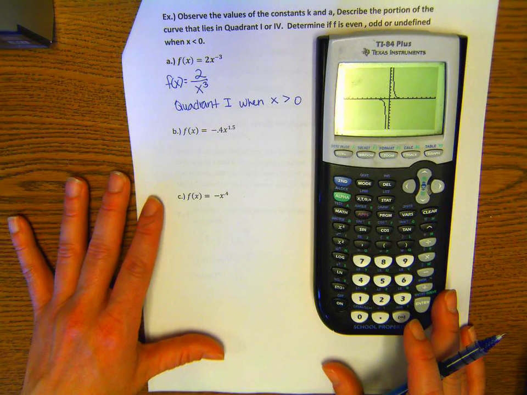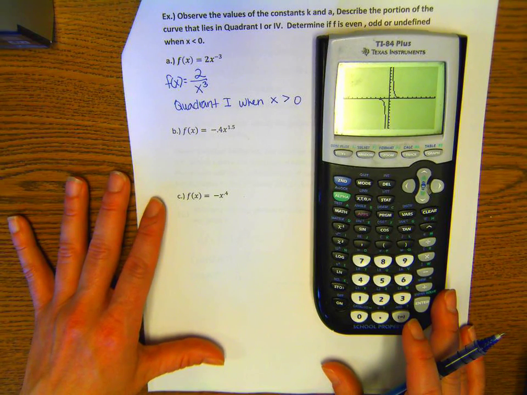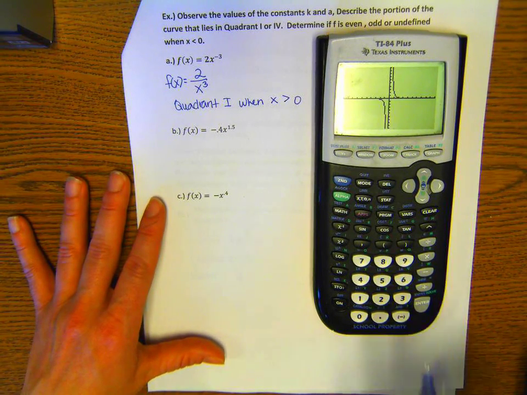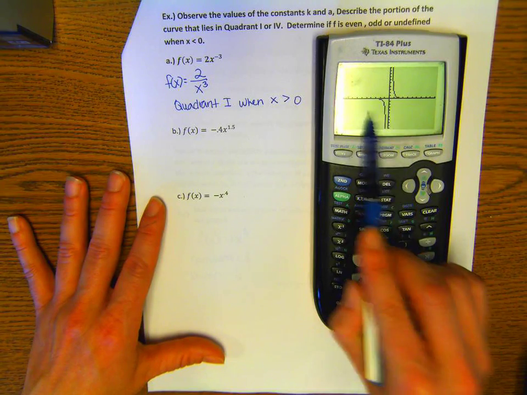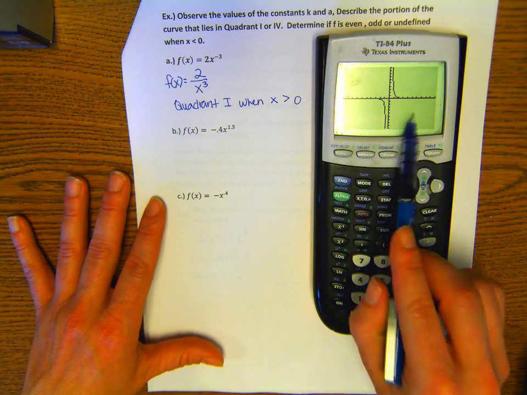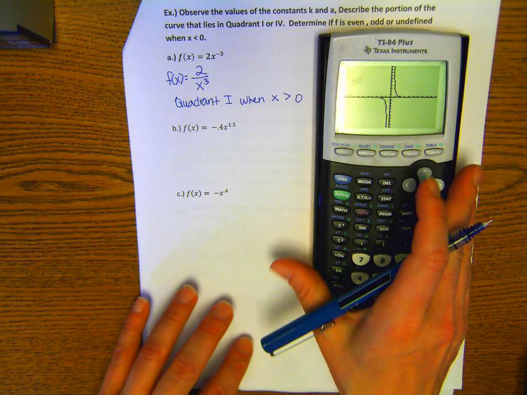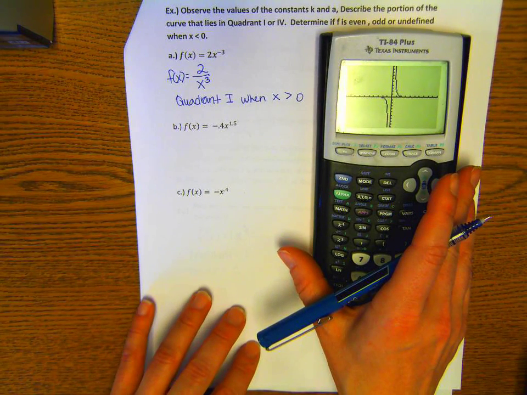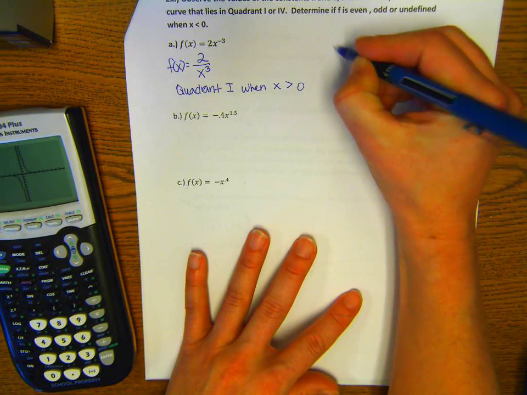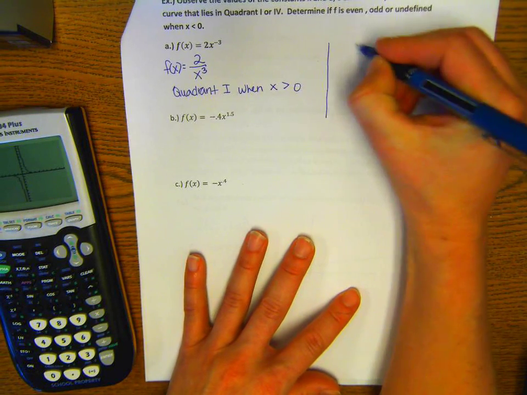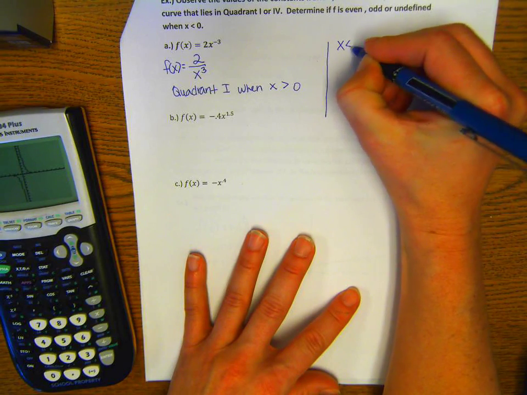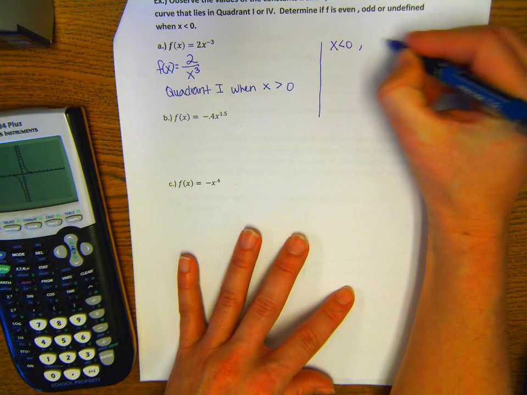Okay, come on, guys. Does it look even or odd? Even? Is it reflected over the x-axis? No. Odd. What does odd look like? Rotation symmetry. Doesn't that look like it has rotation symmetry? Okay. So, when x is less than 0, it is odd.